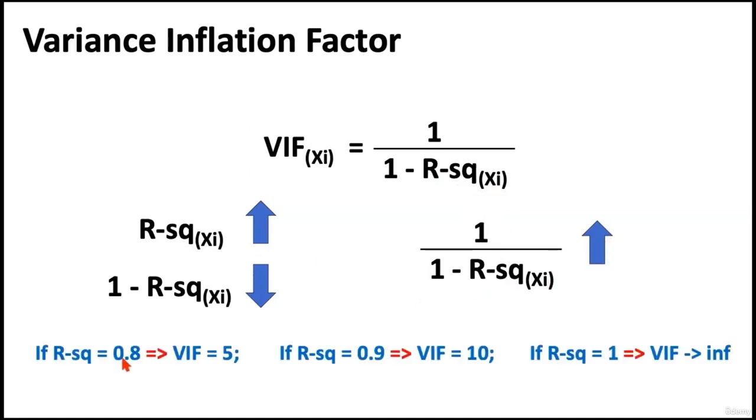To give you an example, if R square value is 0.8, you can try putting 0.8 here. You'll get 1 minus 0.8, which is 0.2. And 1 over 0.2 is 5, so you get a VIF of 5. Likewise, if R square value was 0.9, which is a greater value compared to the previous value, 1 minus 0.9 will give you 0.1. And 1 over 0.1 is going to give you VIF of 10. So as we increase the R square value, the VIF also increases. An extreme case could be that your R square value is 100% or 1. And if you do 1 over 1 minus 1, 1 minus 1 is going to be 0, then VIF tends to infinity.